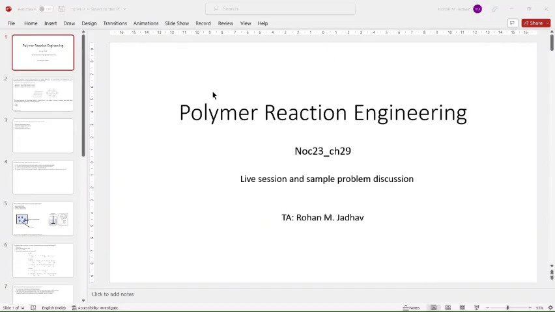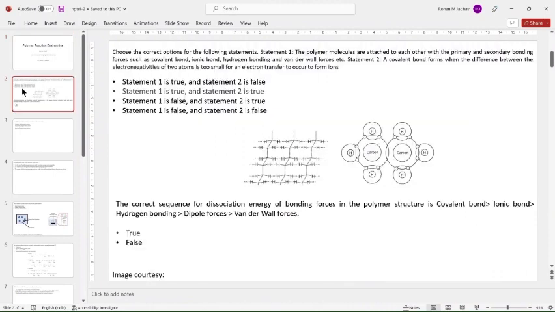So the presentation is visible, right? Yes, it's visible to me. Slides are changing. Can you see? Yes, it's changing. Okay. Let's start with one of these sample problems. First one is: choose the correct options for the following statements.